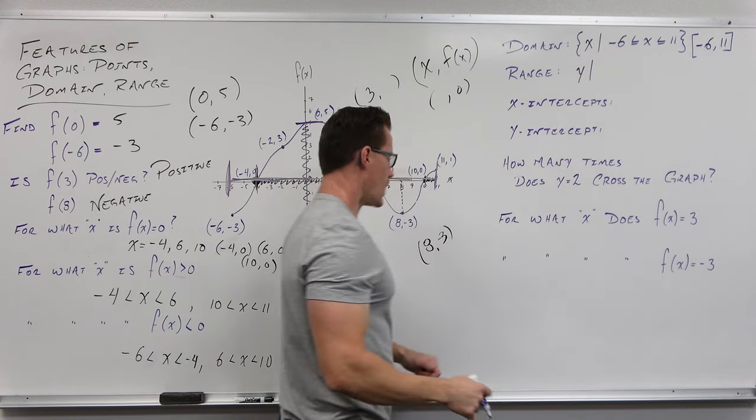How many times does the y equals 2 line cross the graph? Well, y equals 2. Here's the y-axis. Here's 2. y equals 2 would be a constant. So how many times does that horizontal line cross our graph? I don't care where it crosses. It's just asking how many times it crosses. That would be 2 times. That's what that's asking you.